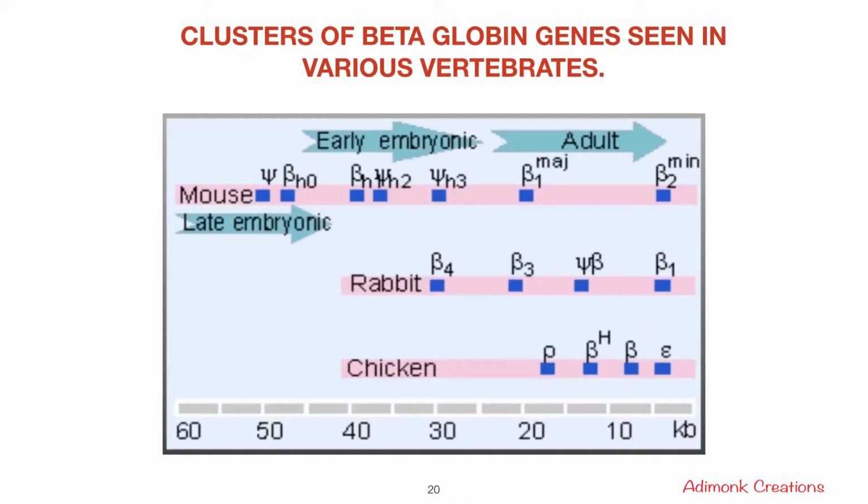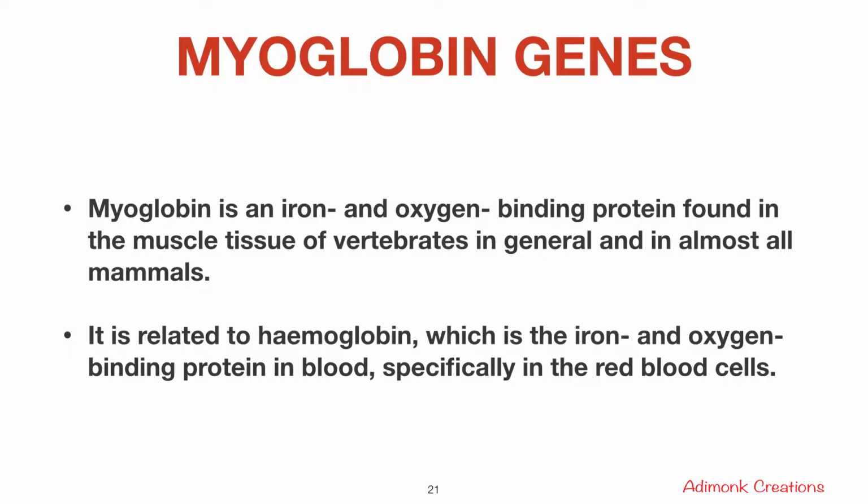This is the figure showing human hemoglobin gene clusters with the alpha and the beta chains. And this is the figure which shows the cluster of beta globin genes seen in various vertebrates, that is mouse, rabbit and chicken.